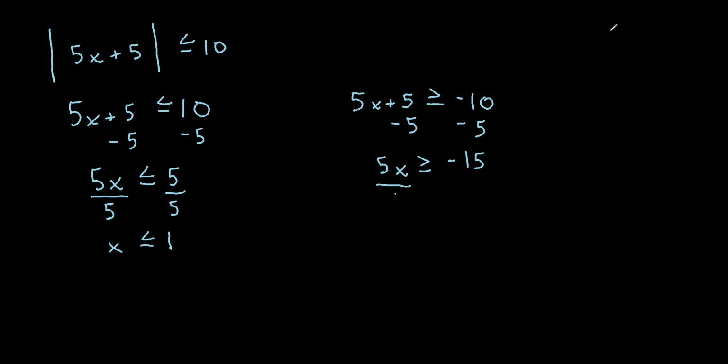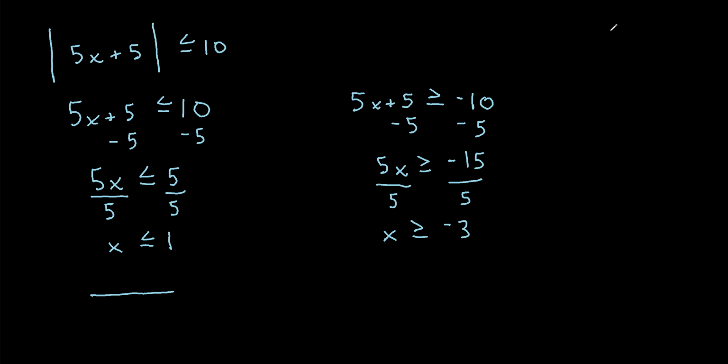And we can divide both sides by 5 to solve for x. So we get x is greater than or equal to negative 15 divided by 5, that's negative 3. So these are our two answers. x is less than or equal to 1, and x is greater than or equal to negative 3.